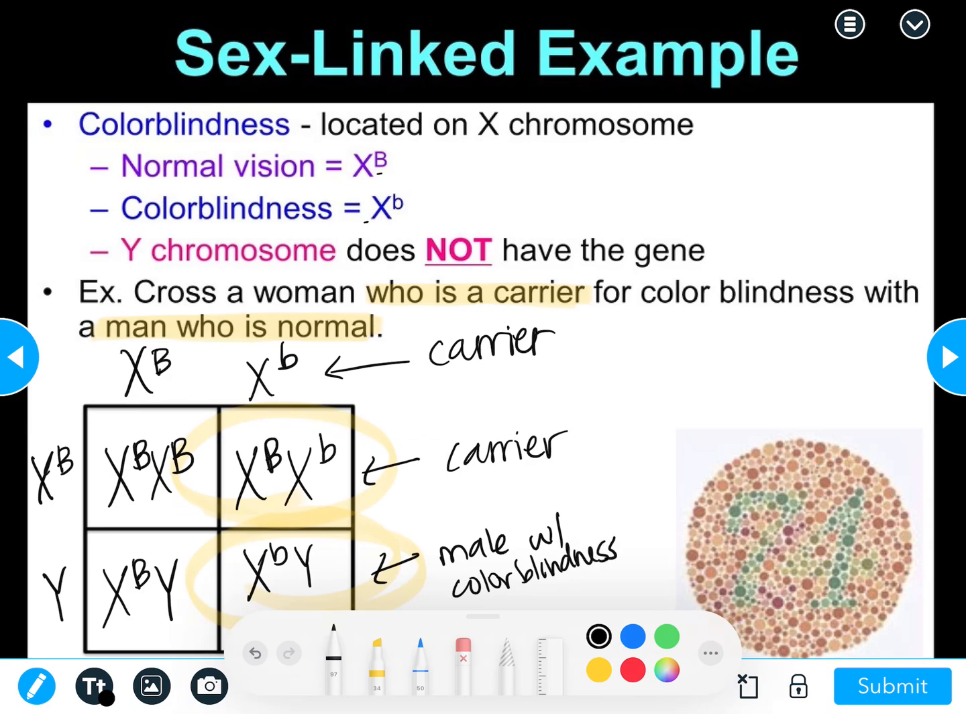Okay. You can see why males tend to be affected more by X-linked traits, because they don't have another X to cover up or to hide that recessive allele.